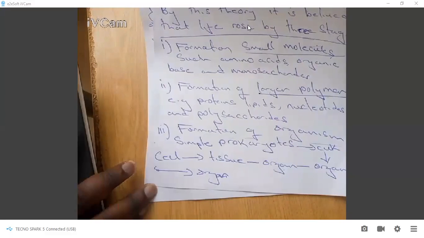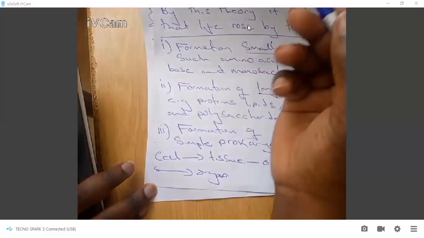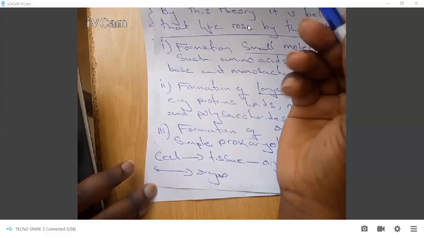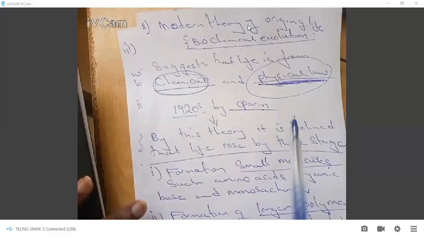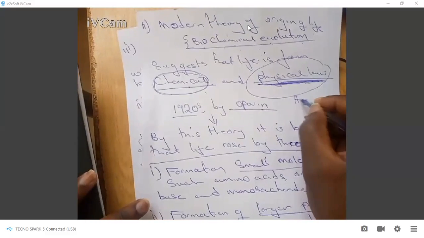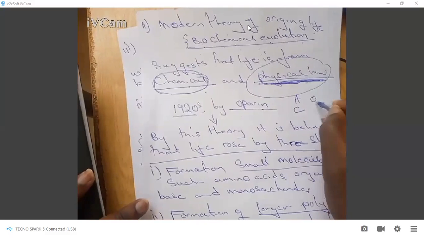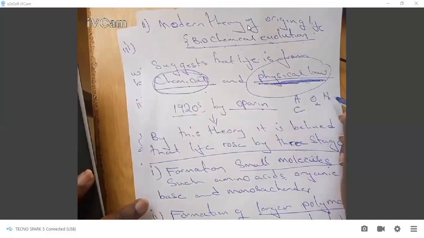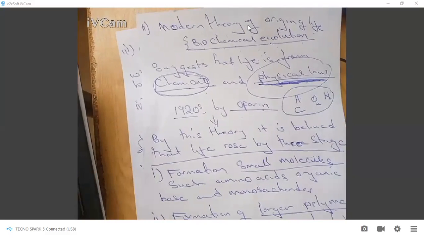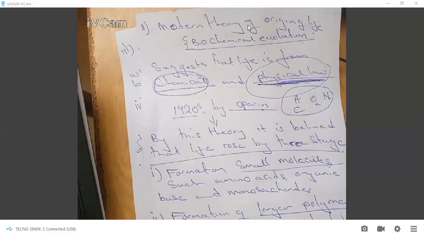Therefore, the reason why they call it biochemical evolution is that it involves chemicals. Chemicals, in this case, are hydrogen, carbon, oxygen, and nitrogen. Those elements came together and we got organisms, but it took very many years.